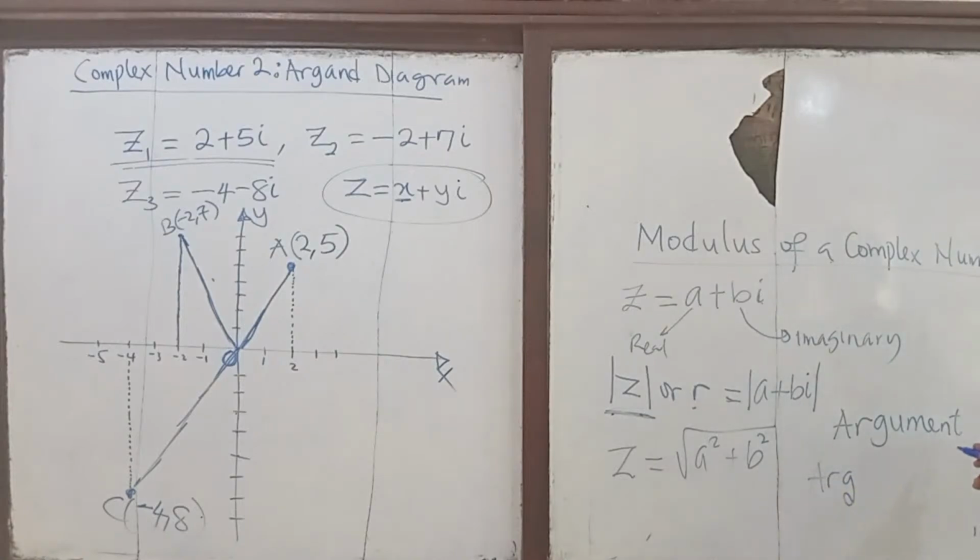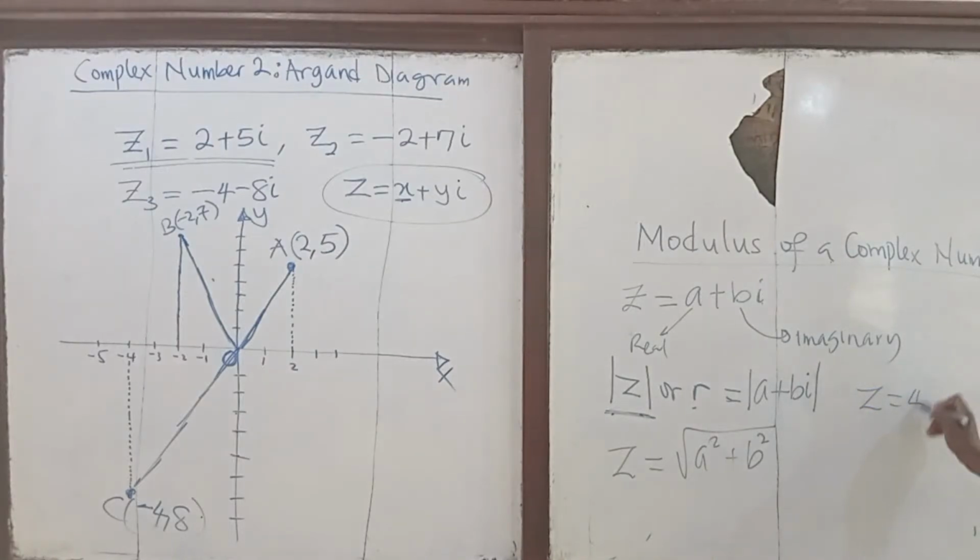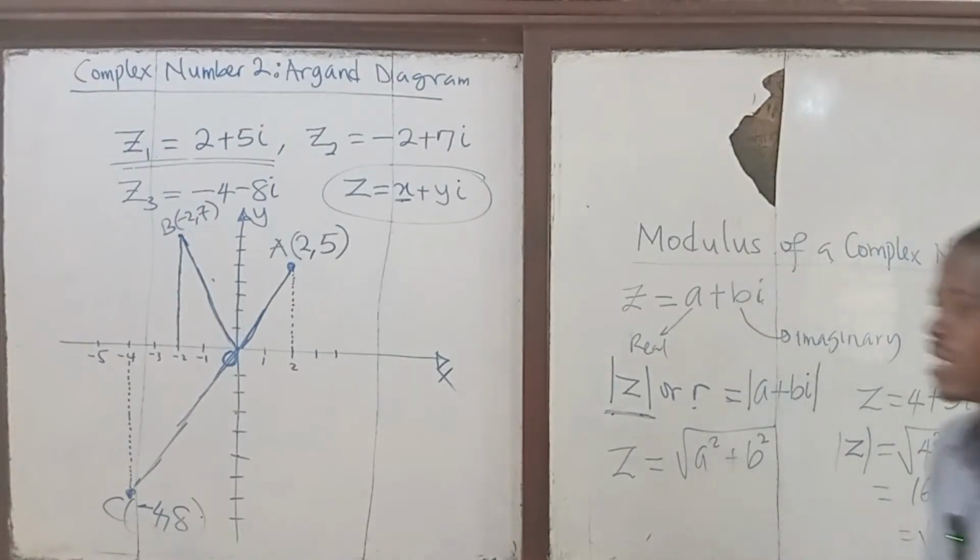Let's start with the modulus. If you have z equal to 4 plus 5i and you want to find the modulus of that complex number, that will be equal to what? 4 squared, the real part, plus the coefficient of your i, that's 5 squared. That will give you 16 plus 25, and that's root 41 for the modulus of the complex number.